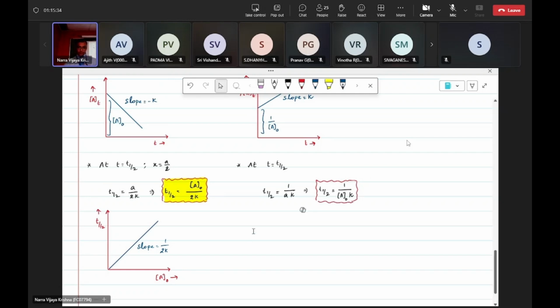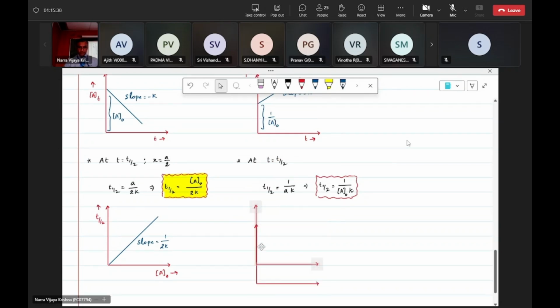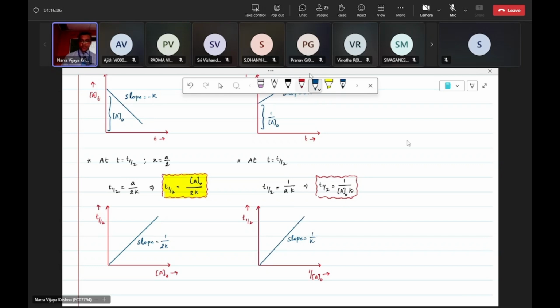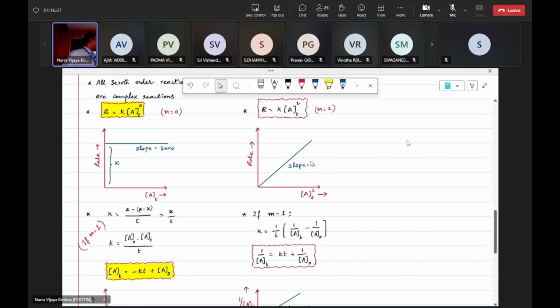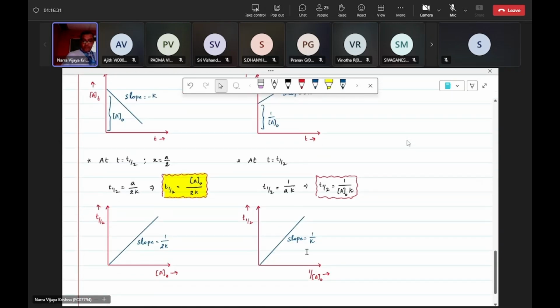Again a graph. What is that graph? T half versus 1 upon a naught graph. How is the graph? Intercept 0, slope positive. Slope 1 upon k. Right? In the same way, can you give it for third order? Tell third order kinetics. You complete it by next class. In the next class, I will not give this one; directly I will go for first order. So in the next class, you try to draw all the graphs and respective equations.